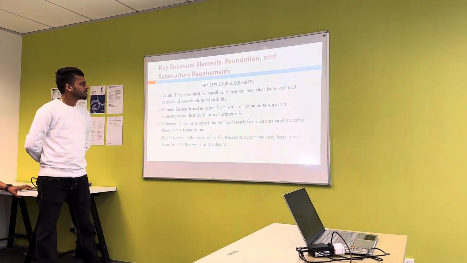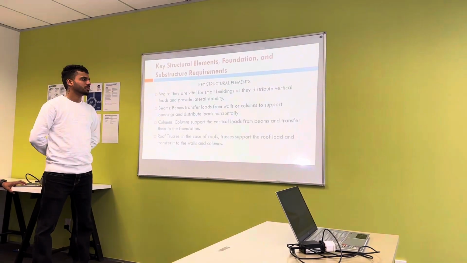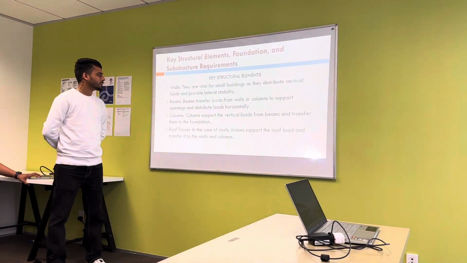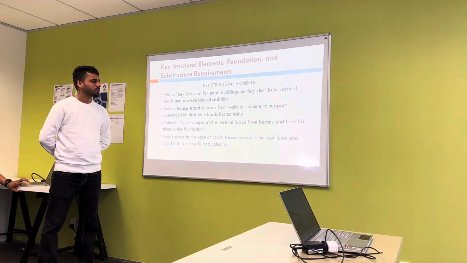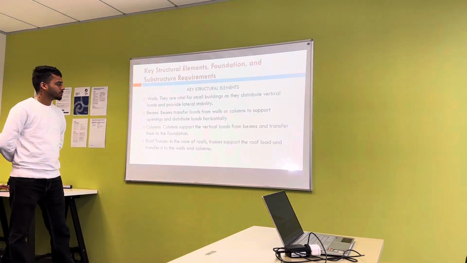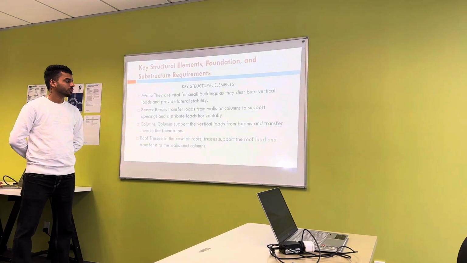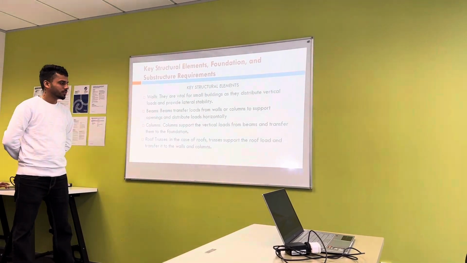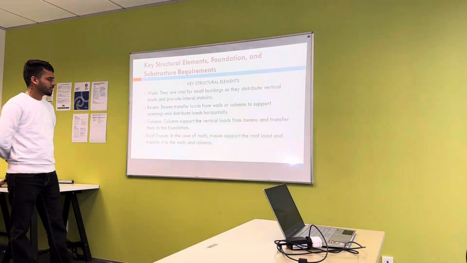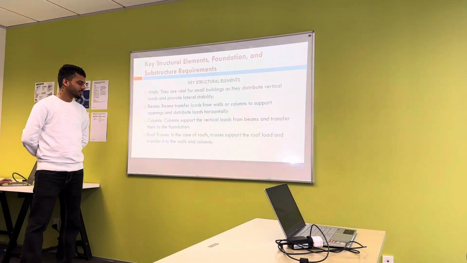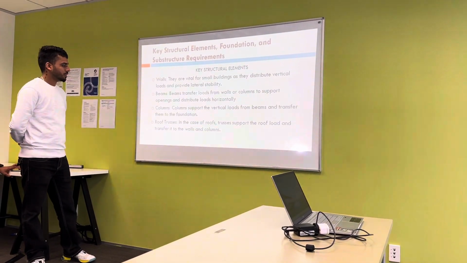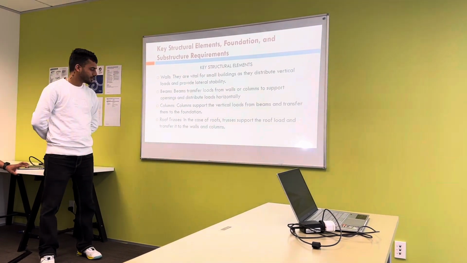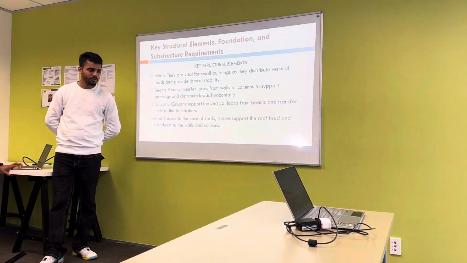First one is walls. They are vital for small buildings as they distribute vertical loads and provide lateral stability. Beams transfer loads from walls or columns to support openings and distribute loads horizontally. Third one is columns. Columns hold the vertical loads from beams and transfer them to the foundation. Roof trusses: in the case of roofs, trusses support the roof's load and transfer it to the walls and columns.